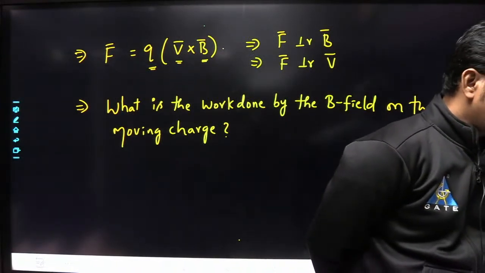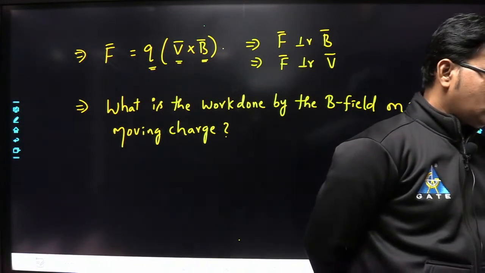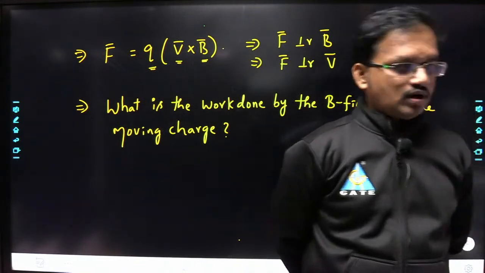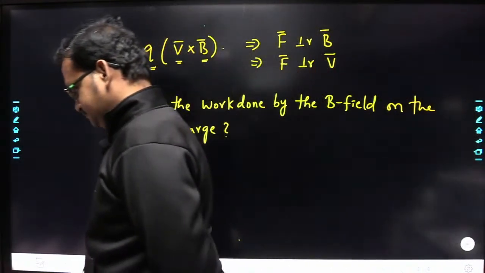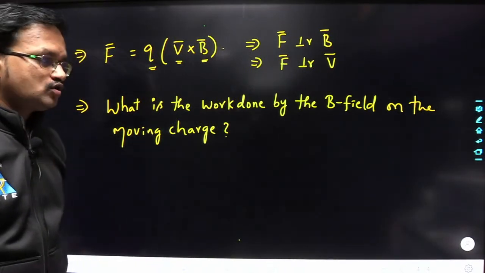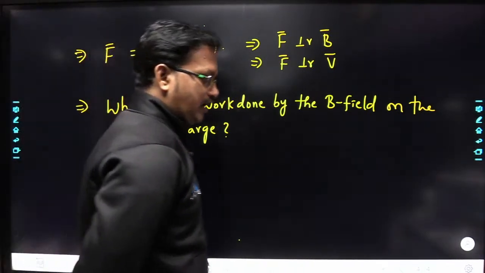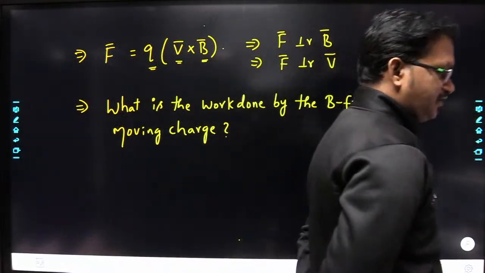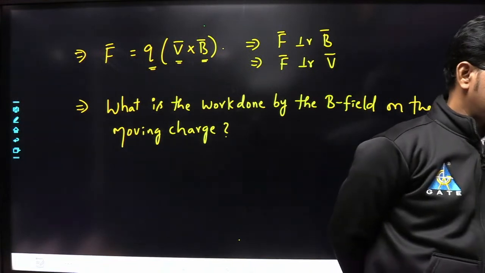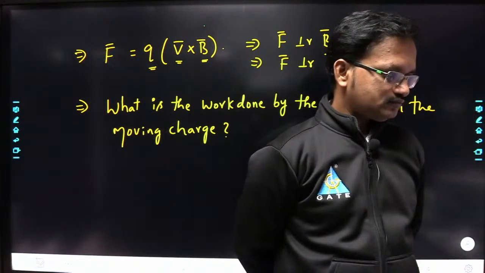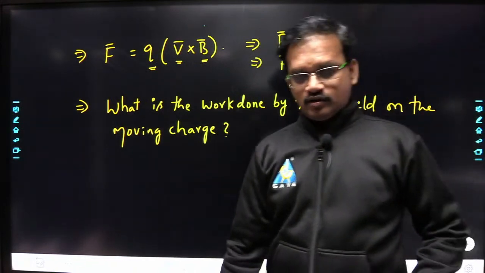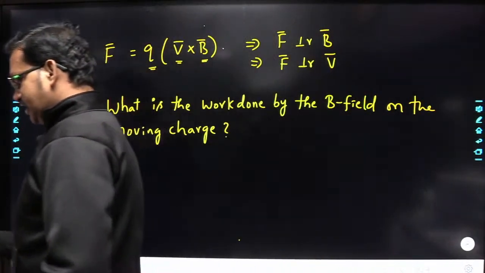Alok Kumar said 0. Rahul Thakur, Paras Moon, what is your answer here? Tell me. Alok Kumar has told 0. Alok Kumar, can you just briefly tell how you are getting 0? Just tell that logic, that's it. Why are you saying 0?